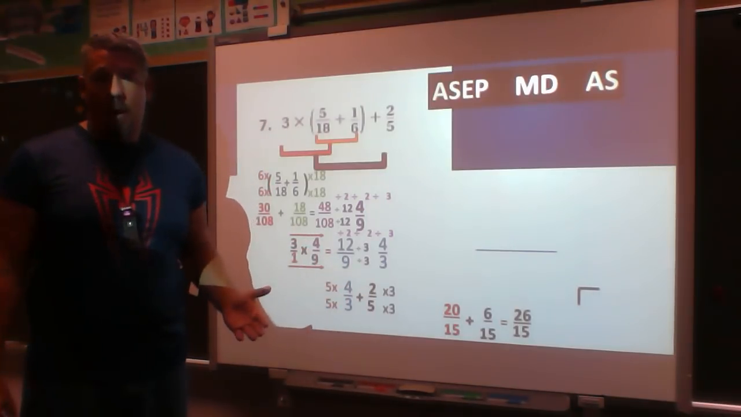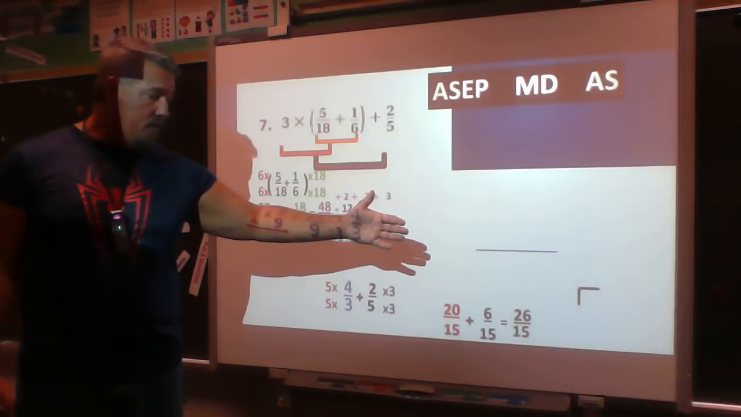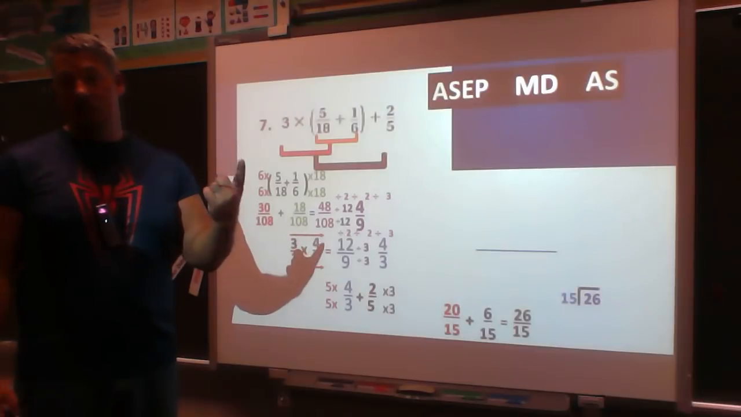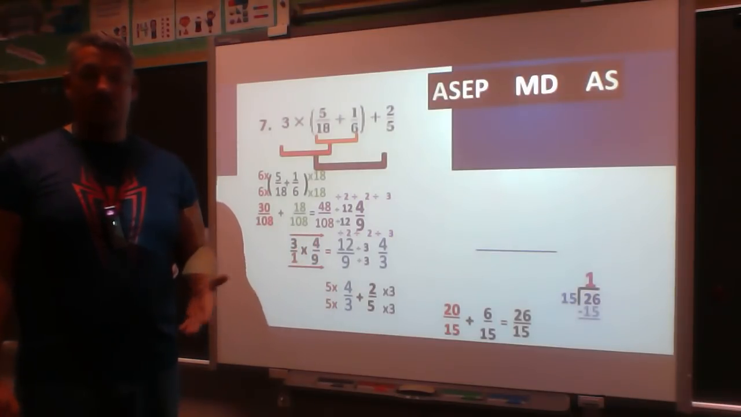I know that it's improper, so my 26 goes inside my division box and I'm dividing by 15. 15 only goes into 26 one time, and 1 times 15 is 15, so I have a remainder.